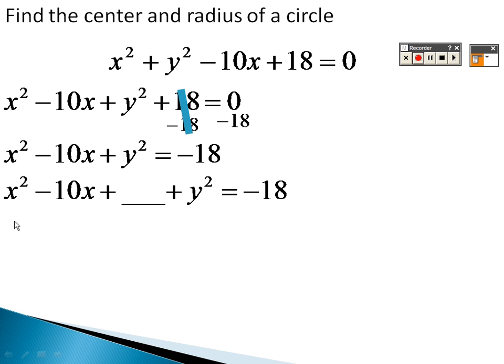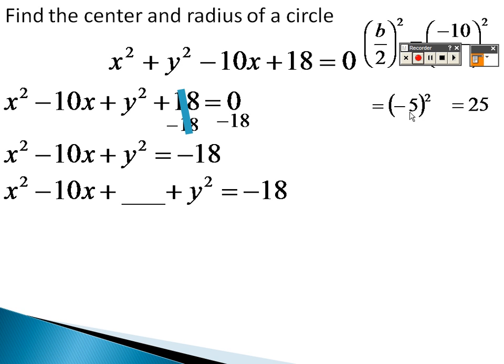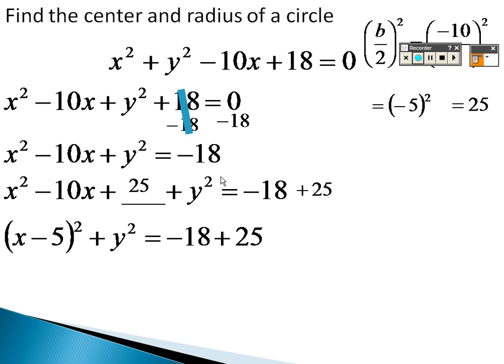So I need to complete the squares here with this. So that is b over 2 squared, and that's negative 10 over 2 squared, which is negative 5 squared, and that's 25, which means I need to add 25 to this side and this side. Okay. So to factor this, whatever's in the parentheses is your factor. So the first thing is going to be an x minus 5 squared.